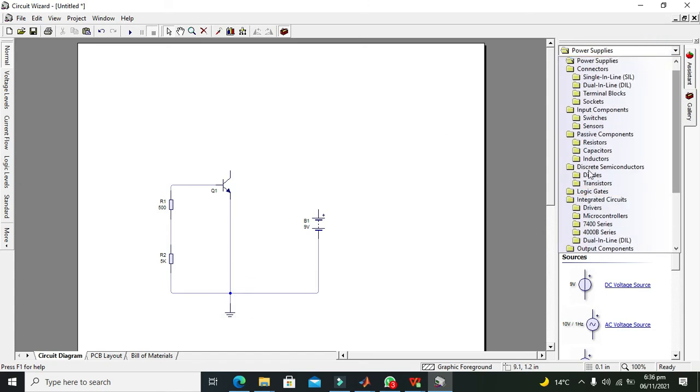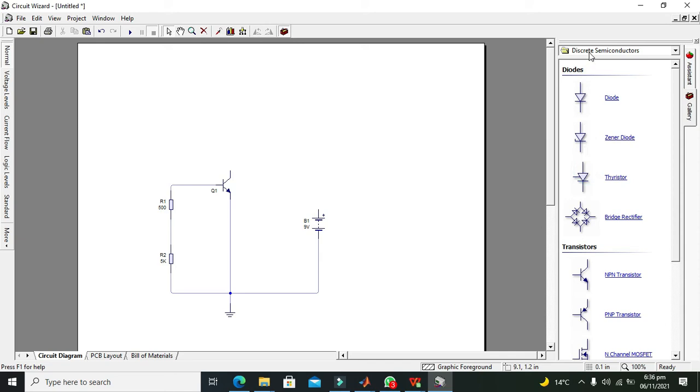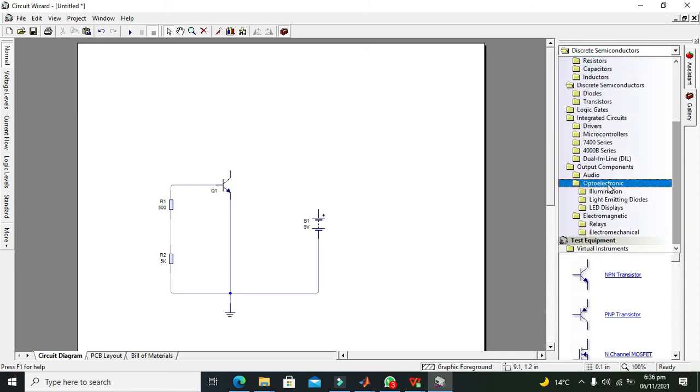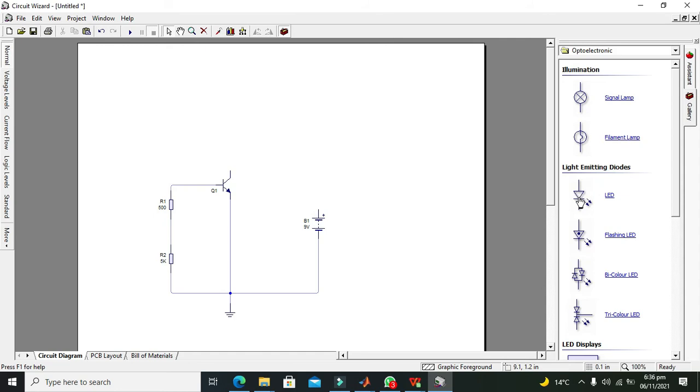After it, we need one light emitting diode. For it we need the optoelectronics folder. So take it out and connect it like that. Okay, so this is our circuit. We need to connect the positive end, or anode end, of the LED with the positive end of the supply.